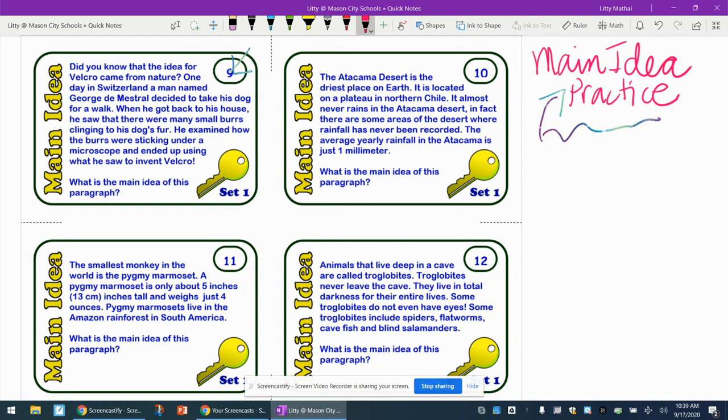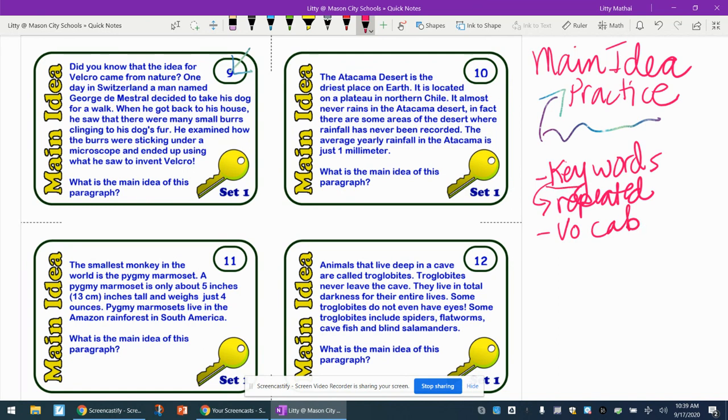So whenever I'm looking for main idea, I am looking for keywords. Like, what are some important words that are standing out to me? Sometimes I'll see words that are repeated. I'll see words that are like vocab words. And that's what I want to really look for. Now, on these smaller task cards right here, they're super short, so you won't have a ton. But when we get into those longer texts, you will definitely start to notice those.